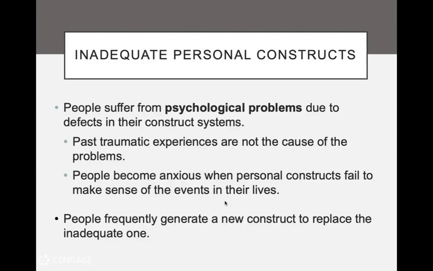Now, under this theory, which is personal construct theory within the cognitive school of thought, what we see is that inadequate personal constructs are what lead to psychological problems. So, if you have a certain construct, say your construct is fitness and you don't feel mentally fit, you're sort of on the unfit side. That is what leads to psychological problems. So, past traumatic experiences are not the cause of the problems. People become anxious when personal constructs fail to make sense of the events in their lives.